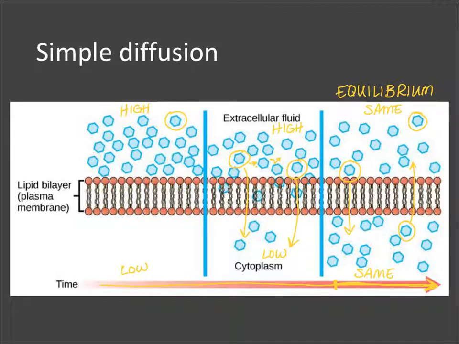So equilibrium is where the concentrations are the same, so there's no longer a concentration gradient. And there's going to be no net movement of substance. So that means that that's that one-for-one exchange in which one molecule might cross the cell membrane, but for each one that goes in one direction, there's going to be a molecule going in the opposite direction.